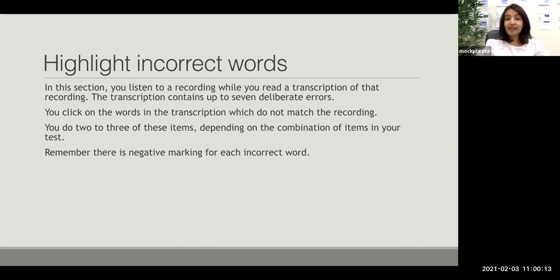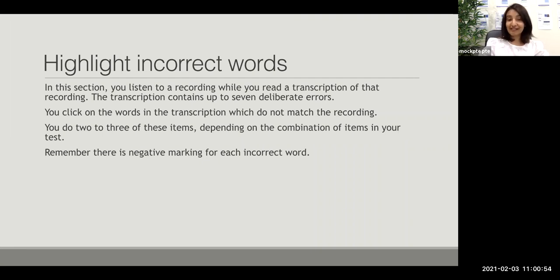Do not skim read, read every word, because in the given transcript there could be anywhere between 3 to 7 errors. Errors means some of the words in the transcript given to you will not match the audio. So all you have to do here is click on the words which are not matching the audio. Please do not click on any of the words which are matching the audio, because this item has negative marking if you click on a matching word. So listen to the audio, read the transcript at the same time, and click on the words which are not matching the audio.